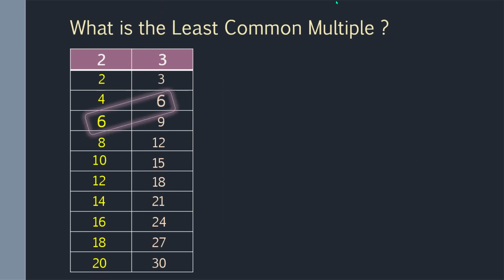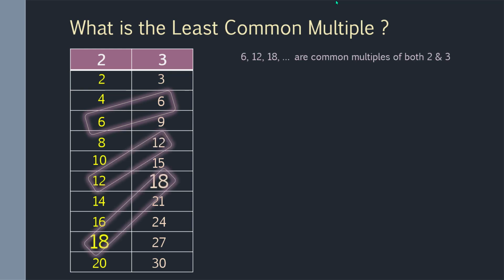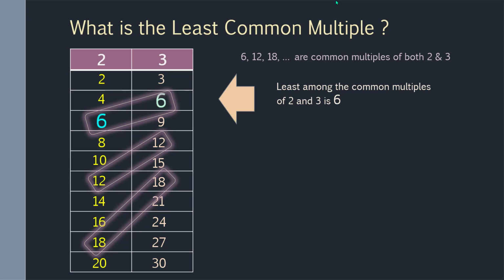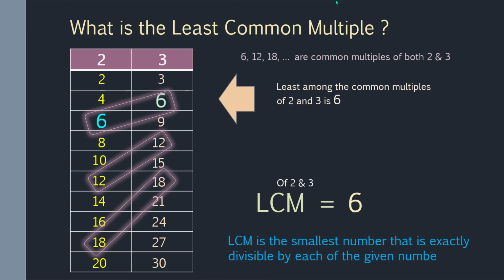Interestingly, 6 is present in both the lists. If we go further down the list, we can notice that 12 and 18 are also common among the 2 lists. So these are common multiples of 2 and 3, and they are the first 3 in the list. The least value among these common multiples, that is 6 here, is termed the LCM, the least common multiple of 2 and 3. So the LCM of 2 and 3 is 6. In other words, LCM is the smallest number that is exactly divisible by each of the given numbers.